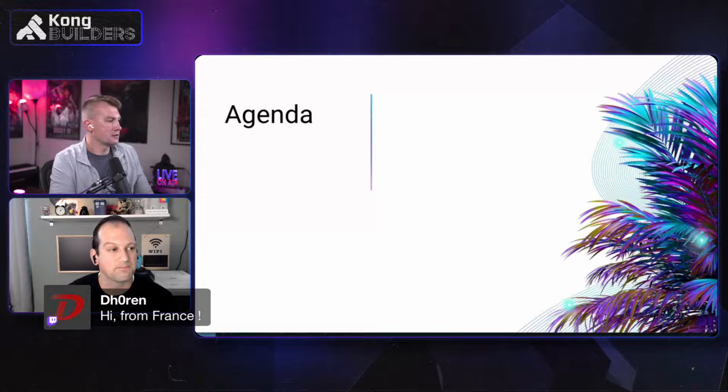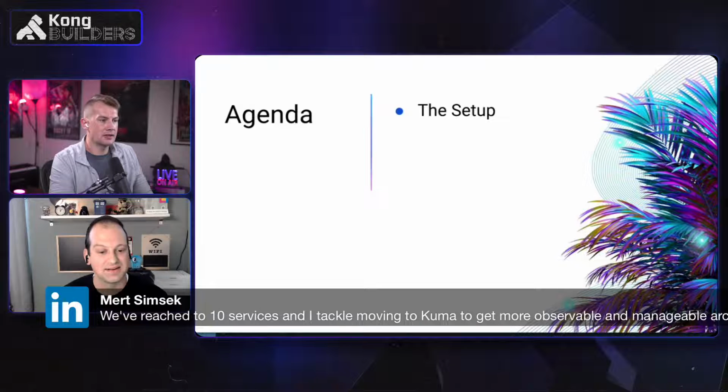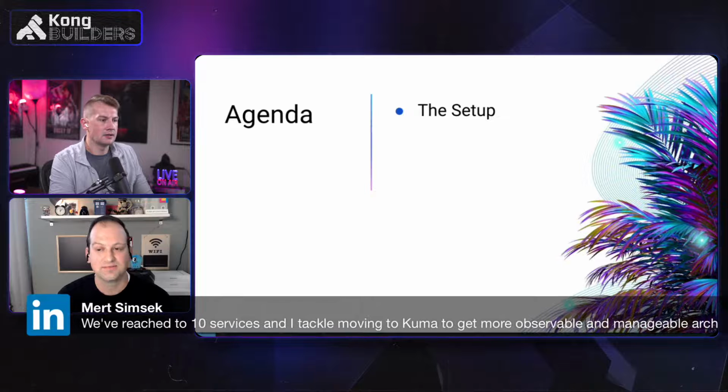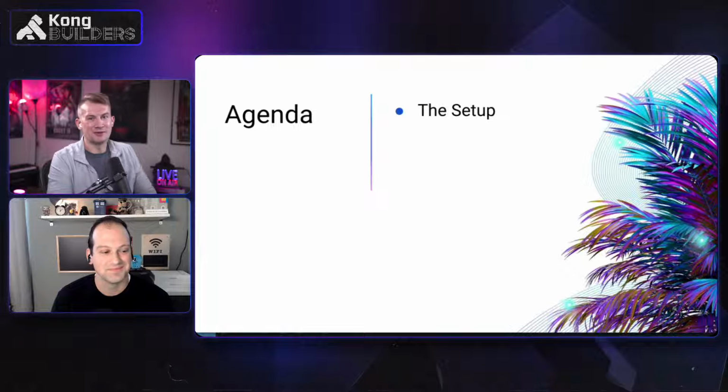Hi from France. We got another champion, Mert, who comes from LinkedIn this time, and he says that they're running 10 services and are looking at moving to Kuma to get a more manageable architecture. And Tony TV heard some bad news about JWT lately. So Tony, do tell while we will continue. Throw some of the news, and we're getting back.